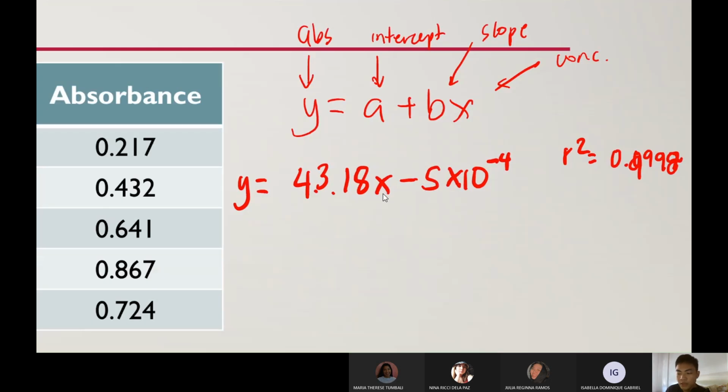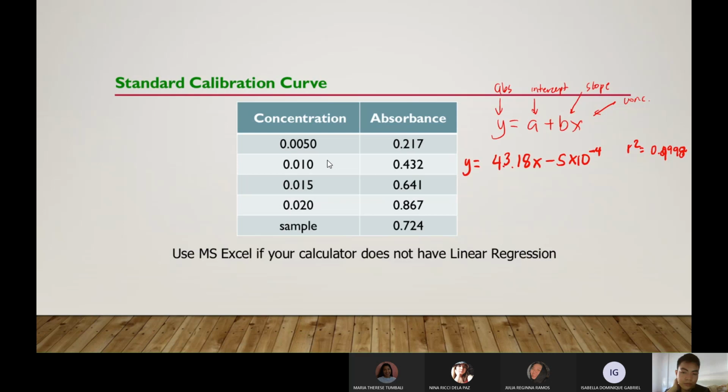Now, balik na tayo ulit dito. Pag gusto nyo balikan yung pag-plot sa calculator, panoorin nyo na lang ulit sa YouTube mamaya. Okay, so yan, na-plot ko na yung ating curve. No? Ngayon, hanapin ko na yung sample. Alam ko yung absorbance niya. The absorbance is 0.721. Pero ano yung concentration niya?